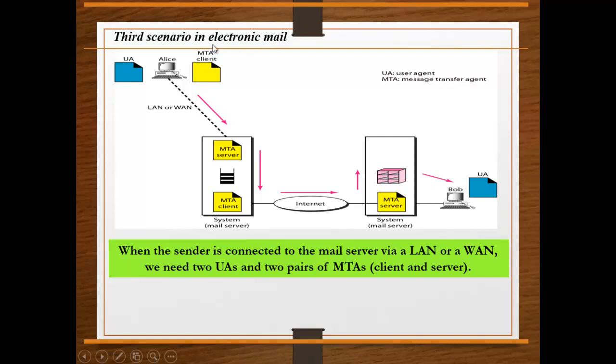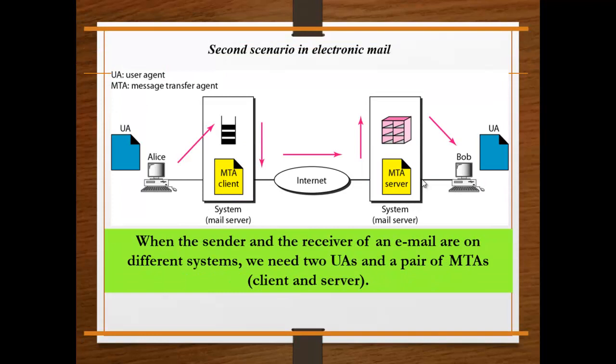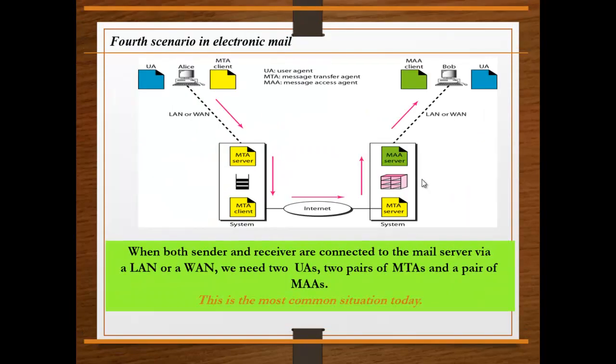So if you see the overall scenario, you have two user agents and you need two pairs of MTAs. So client server, this is one pair, and this client, this server is another pair. So two pairs of MTAs you need, whereas one pair of UAs you need. In the previous one, one pair of UA and one pair of MTAs are required. Then the last scenario is a fourth scenario. This is the present scenario what we are using in our TCP/IP internet.